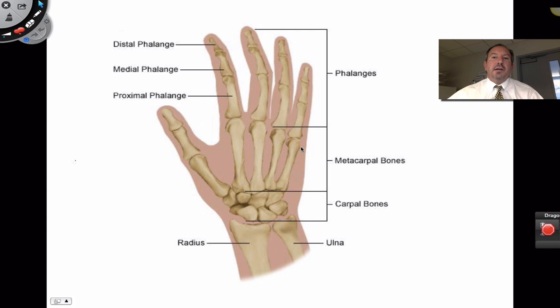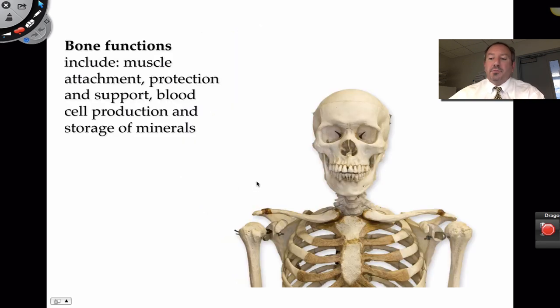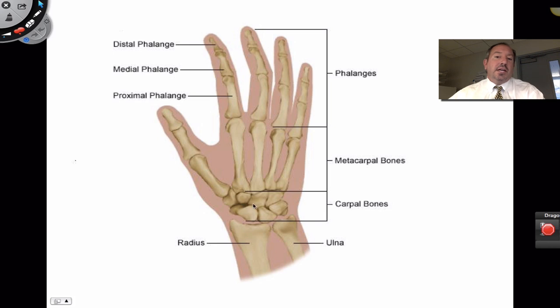And then these in the middle are known as metacarpals. So we have 1, 2, 3, 4, 5 metacarpals, and then here are the carpal bones. Here's the radius and ulna. The radius is on the thumb side. If we wanted to get into the anatomy of each of these carpals, they have names as well. If you're interested in that, you could simply search the internet for anatomy of carpal bones.